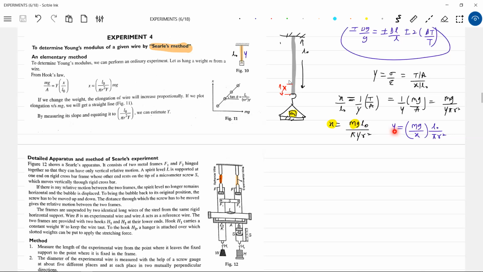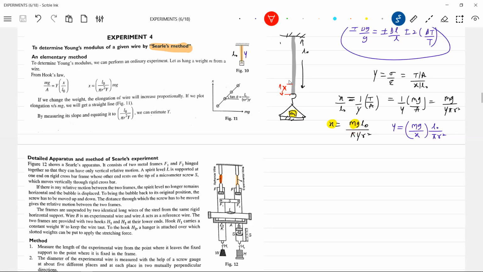Are you getting it now? So what is the drawback of this formula? In the first method, the elongation due to thermal expansion is not accounted for. The formula is only for elongation due to load. The elongation due to thermal expansion is not included here. So definitely there is error.